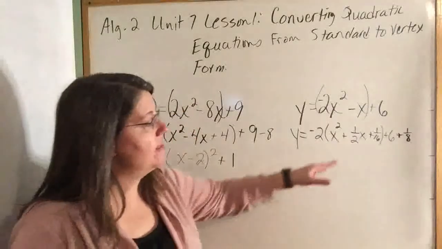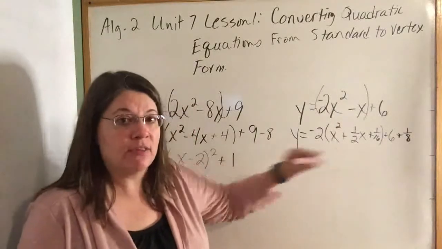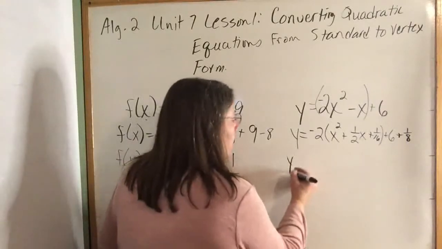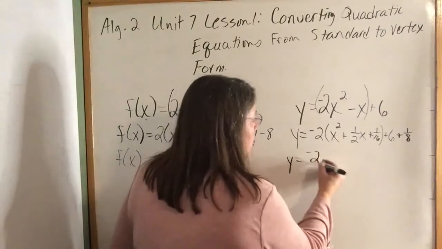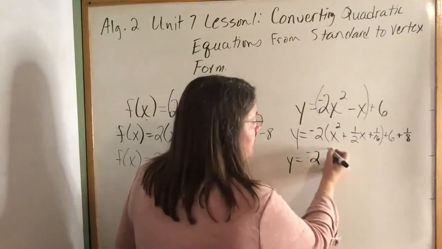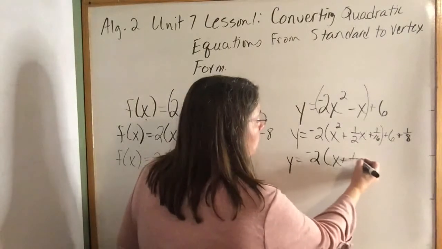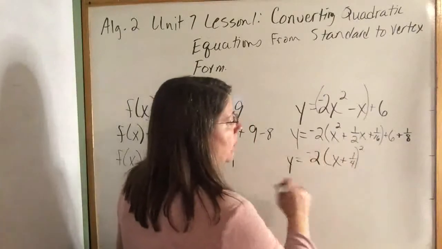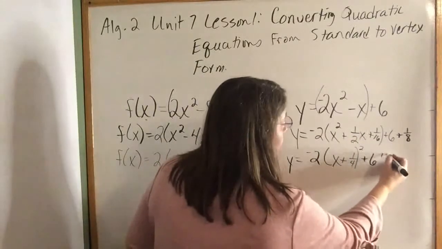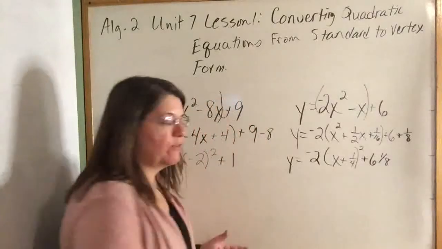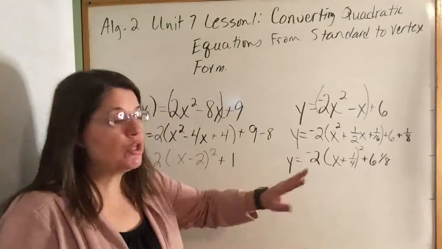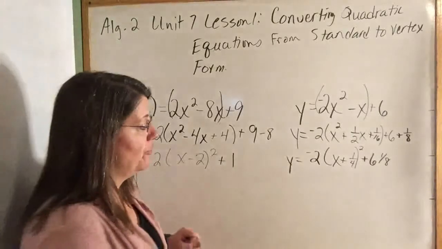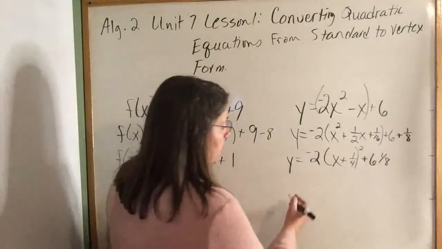So you see how this gets a little difficult with the fractions, but that's okay. We do it all the same way. So we have y equals negative 2 times x plus 1/4 squared. And then the 6 plus 1/8 is 6 1/8. You could also say that's 49/8. Again, you can use a calculator for all of this computation. You don't have to know how to do this in your head. Use the calculator, that's just fine.